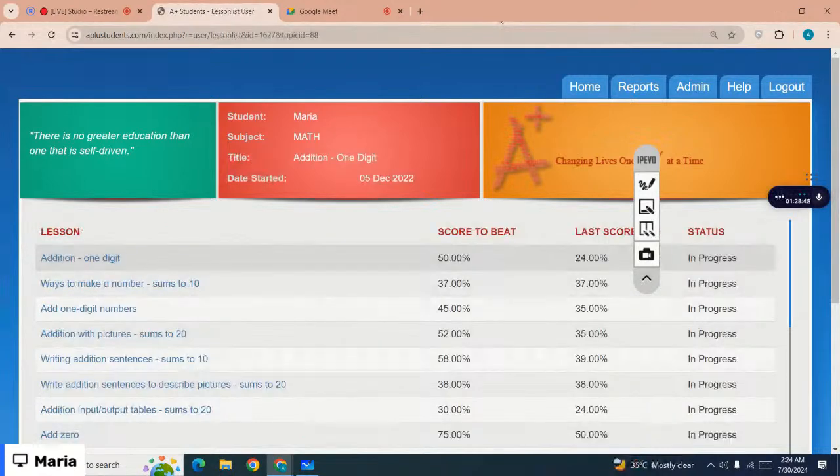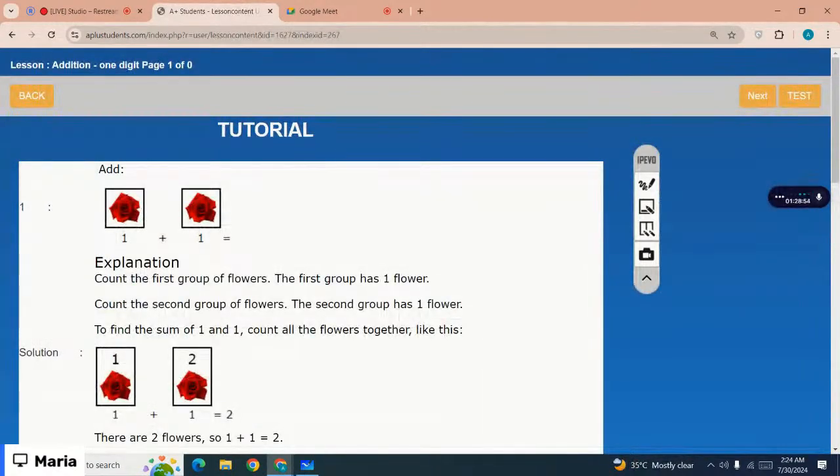Okay, let's just start with the first lesson, the addition one digit. So let's just see how do we add. So adding means counting them together, right? Like you have add 1 plus 1. So you have 2, like you're given one flower in one group and one flower in one group. You need to count them all together, right? So the total flowers are 1, 2. There are 2 flowers. The correct option is 2.